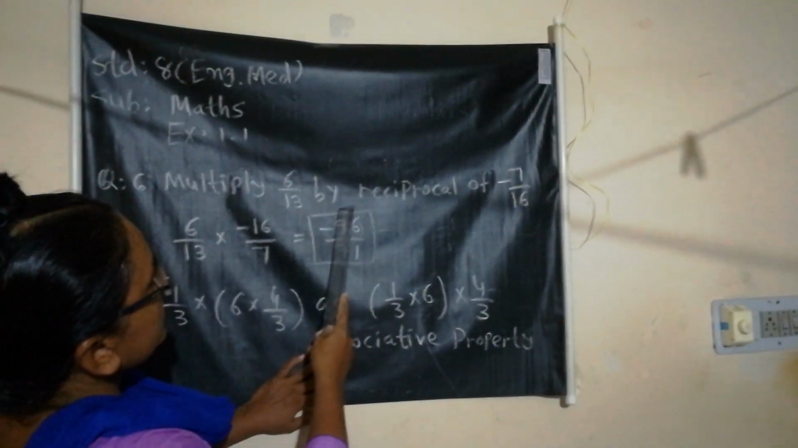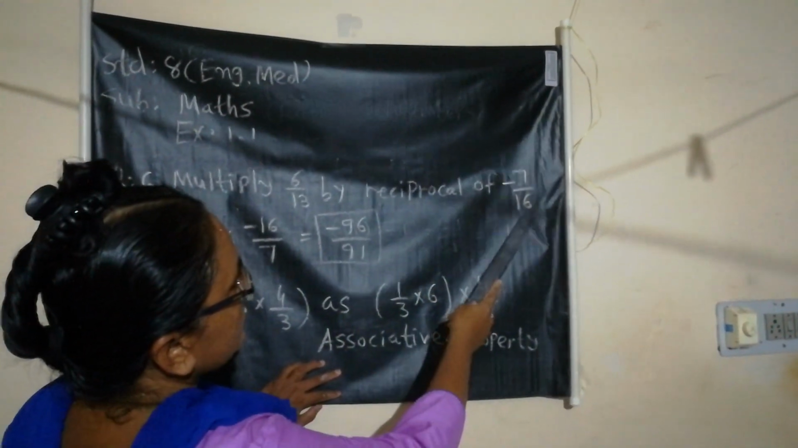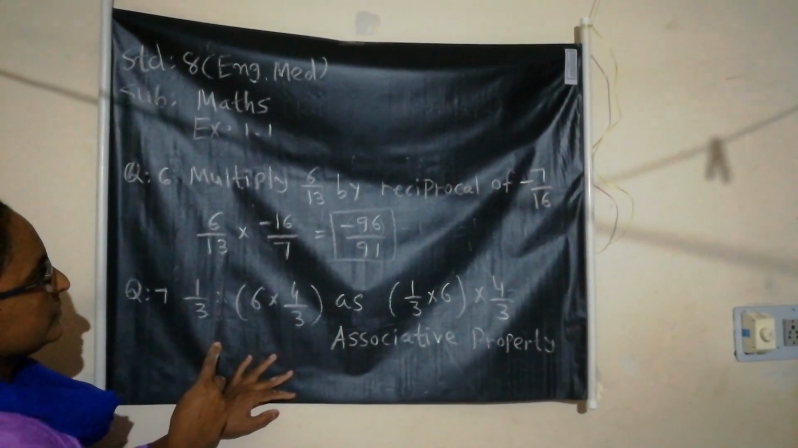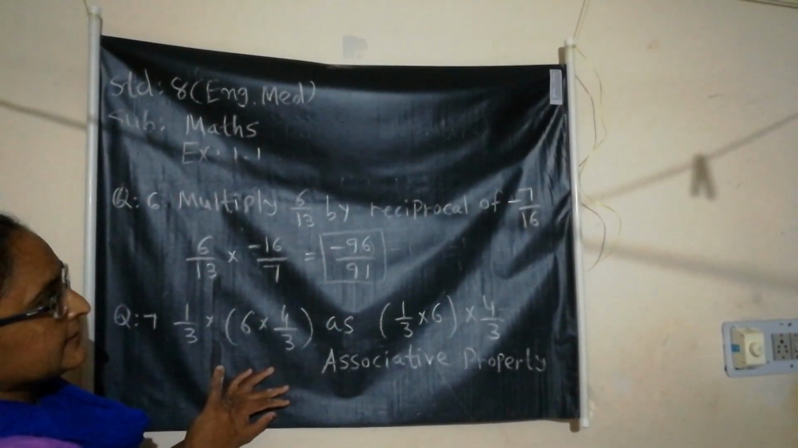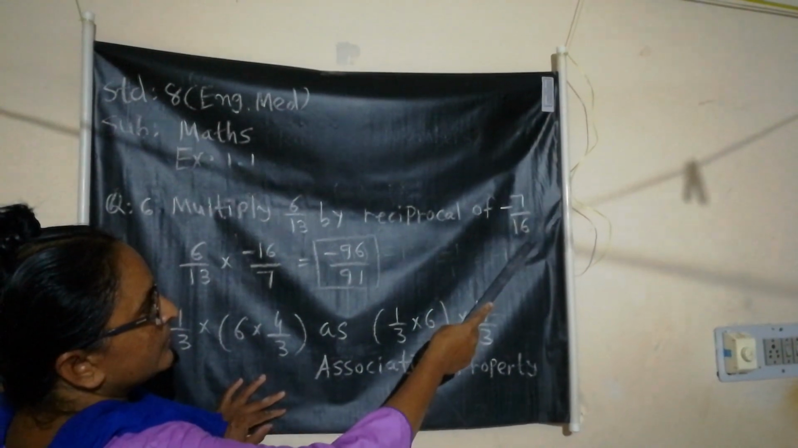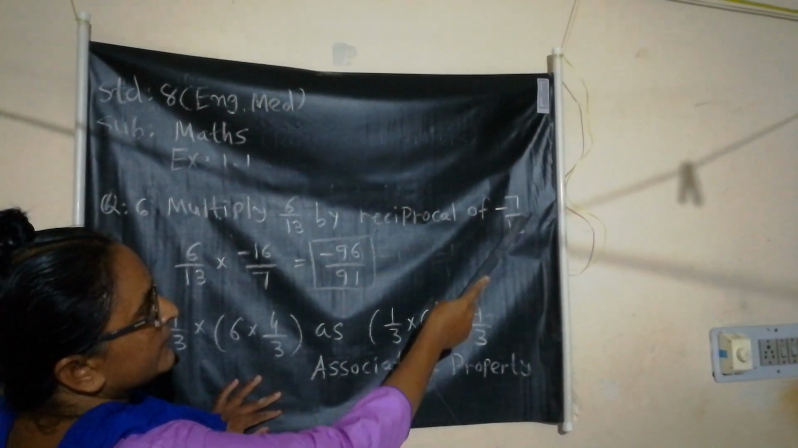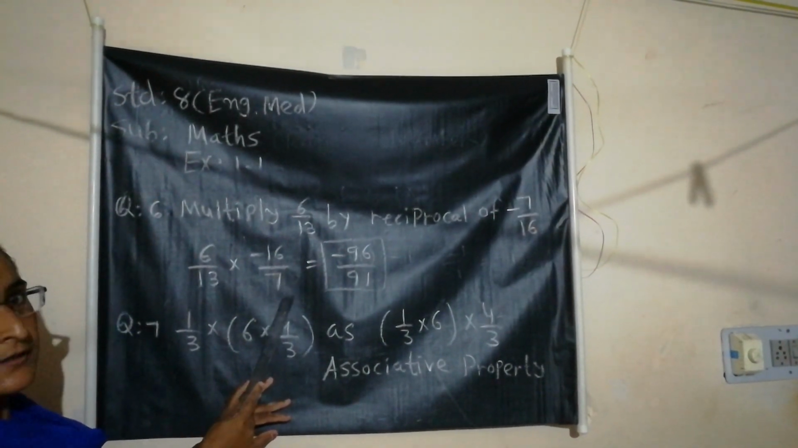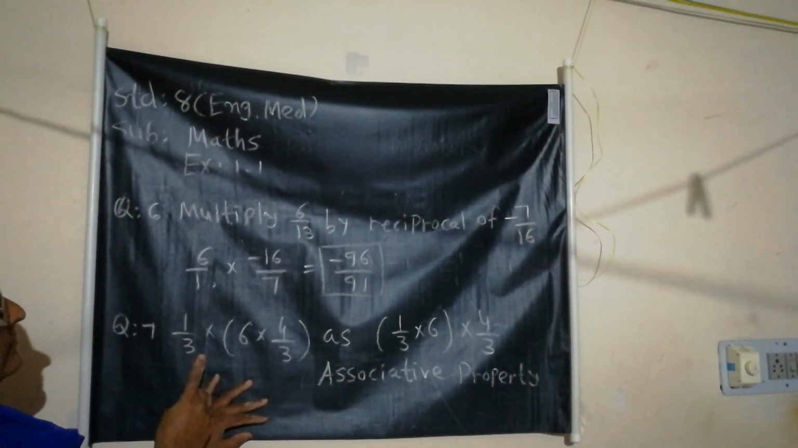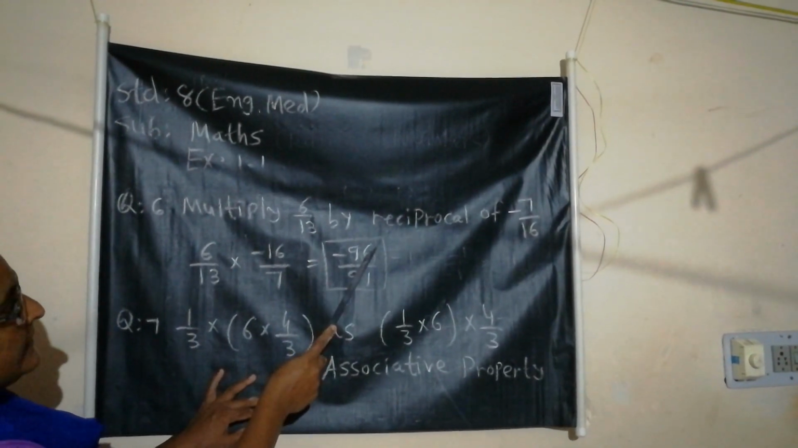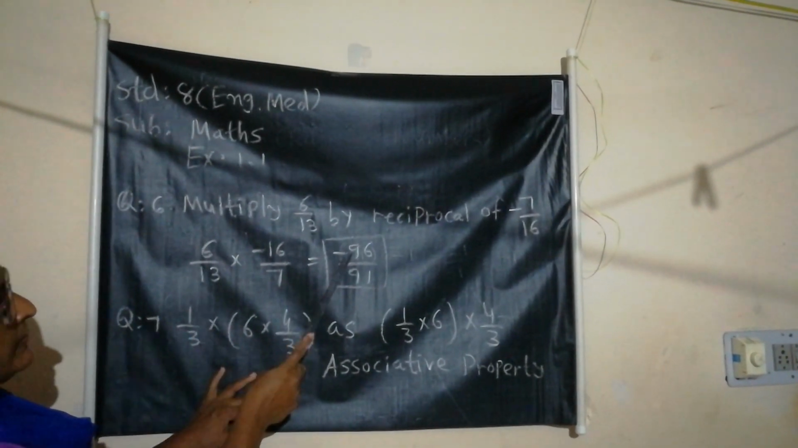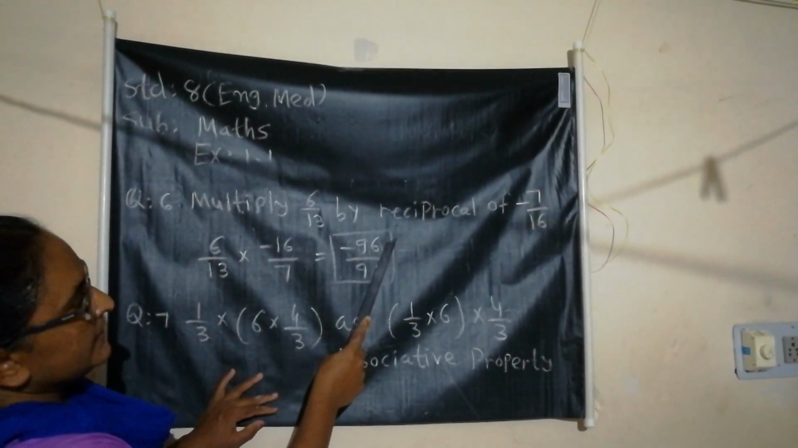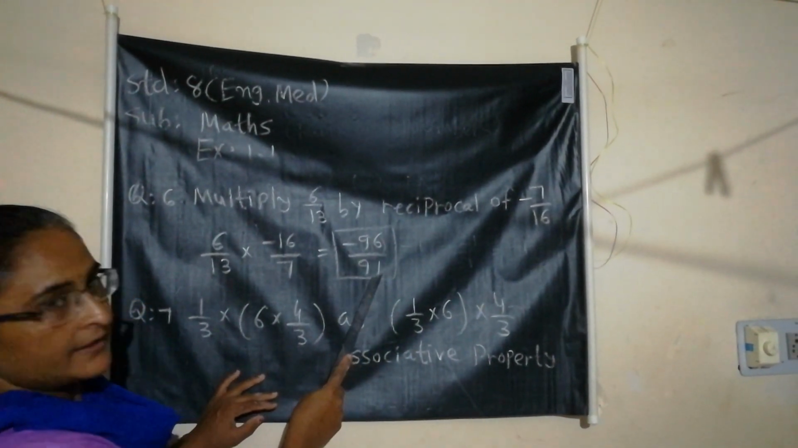Multiply 6 upon 13 by the reciprocal of negative 7 upon 16. We have to multiply 6 upon 13 by the reciprocal of negative 7 upon 16. Therefore, the reciprocal of negative 7 upon 16 will be negative 16 upon 7. Now multiply both these numbers. 16 sixes are 96. Negative into positive, negative. 13 sevens are 91. Therefore, the answer will be negative 96 upon 91.